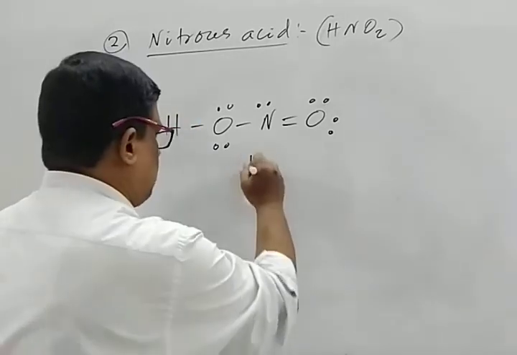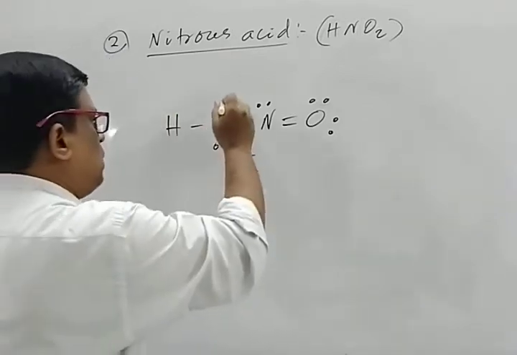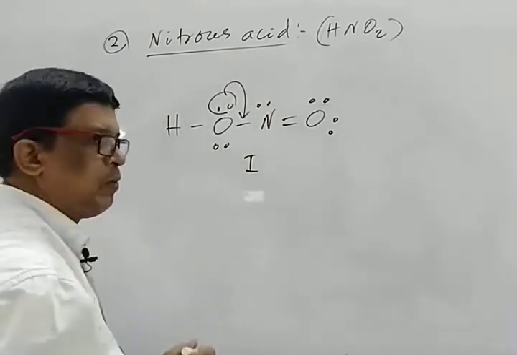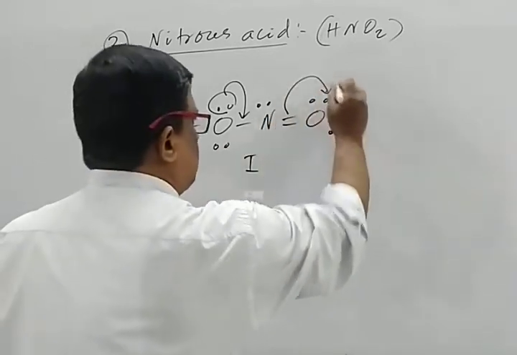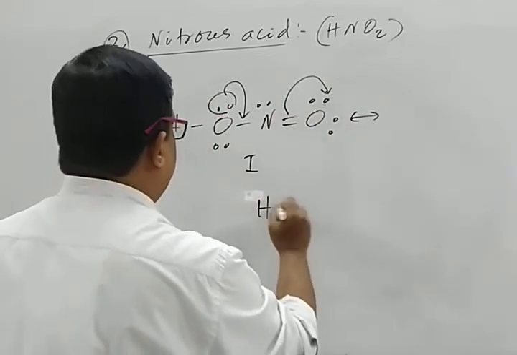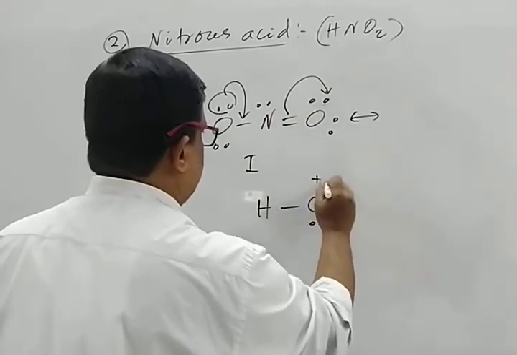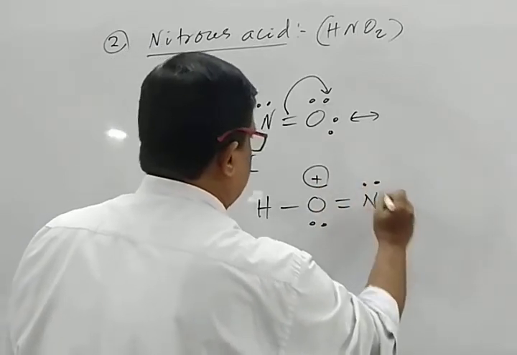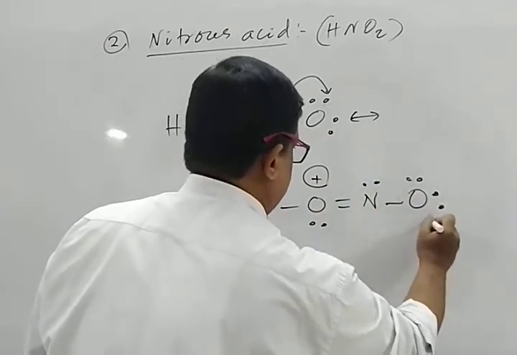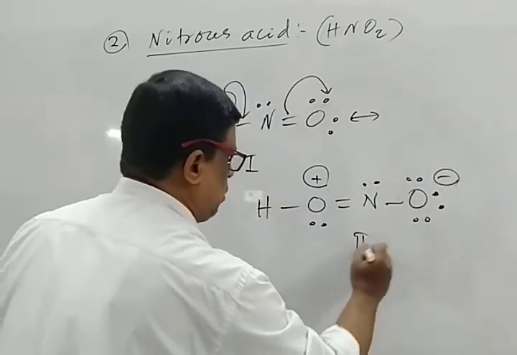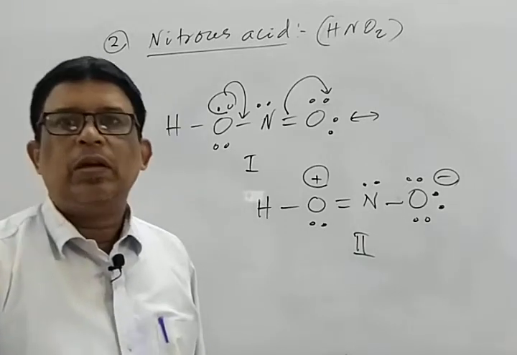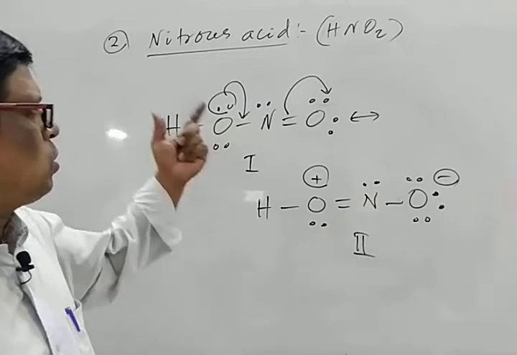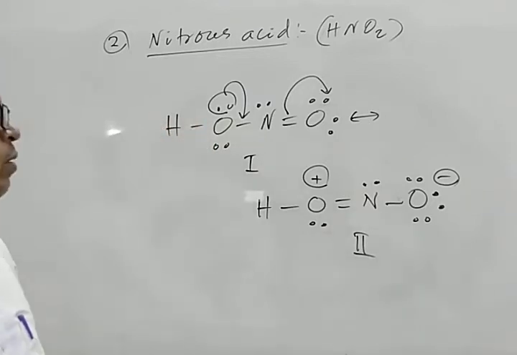Another possibility is structure 1. If this lone pair of electrons shifts to here, then what happens? In order to satisfy its octet, this bond also breaks down. Mark that, the structure is HONO. Mark that, it is structure 2. Two structures are there for the Lewis structure of nitrous acid. Mark how the shifting of electrons takes place.